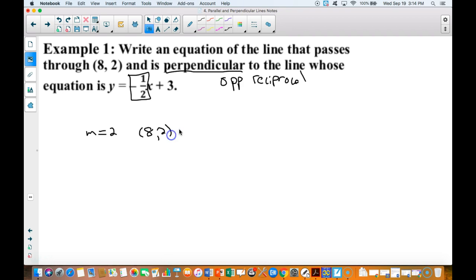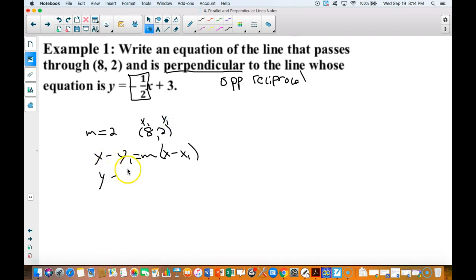Now this becomes a problem just like what we were doing. You can either use y equals mx plus b, or you can use y minus y1 equals m times x minus x1. I'm going to do y minus y1 equals m times x minus x1. So this is my m, this is my x1, this is my y1. Just plug them in.